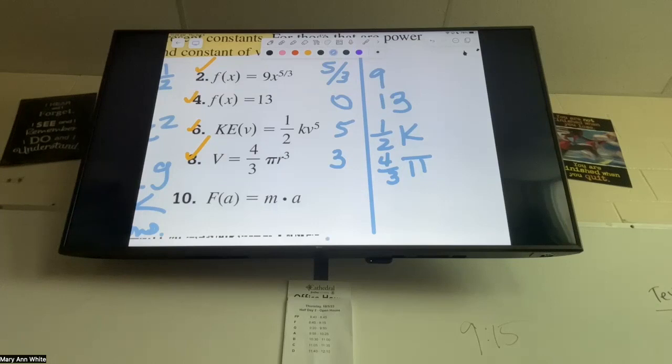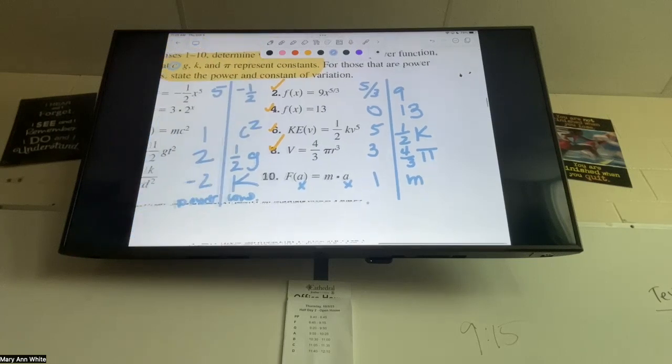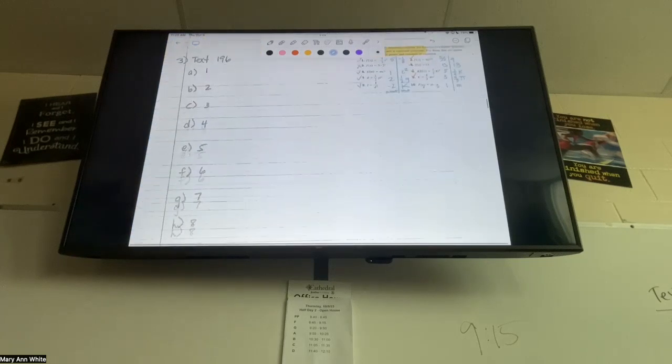See how the problem says f of A? When we do functions, it's usually f of x, so I think that A is my x. So that means my m is my constant, and that means my exponent, my power here is 1. Awesome. You guys are rocking this. All right, let's keep rolling down.